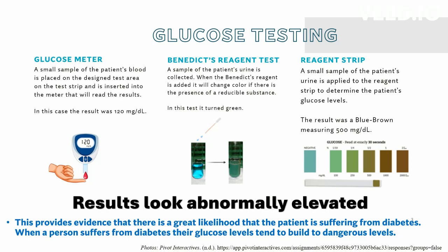The last glucose test conducted was a reagent strip. A sample of urine was applied to the strip to determine the patient's glucose levels by selectively reacting to the enzyme glucose oxidase. The test showed a blue-brown color measuring 500 milligrams per deciliter. Overall, these glucose tests show an abnormally elevated glucose level. This all provides evidence that there is a great likelihood that the patient is suffering from diabetes, supporting my hypothesis. When a person suffers from diabetes, their glucose levels build and can reach dangerous levels.